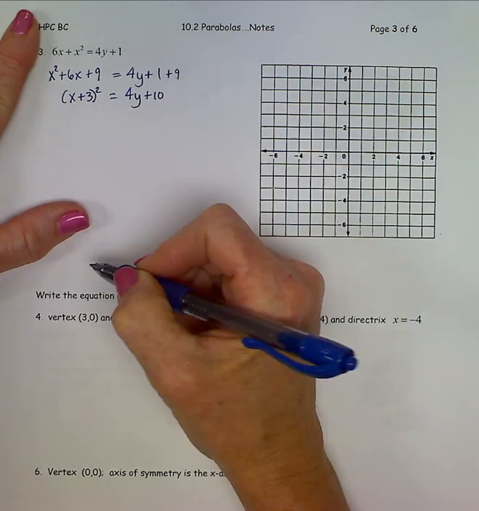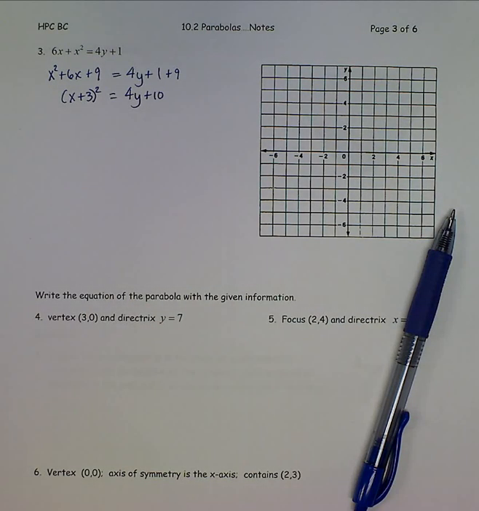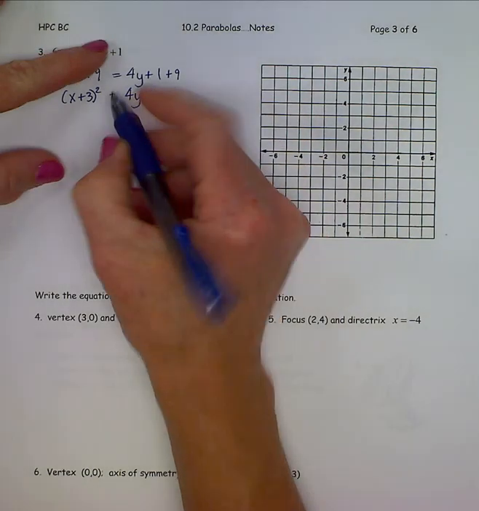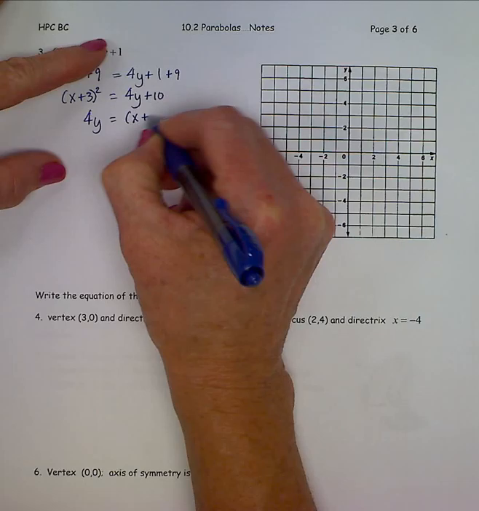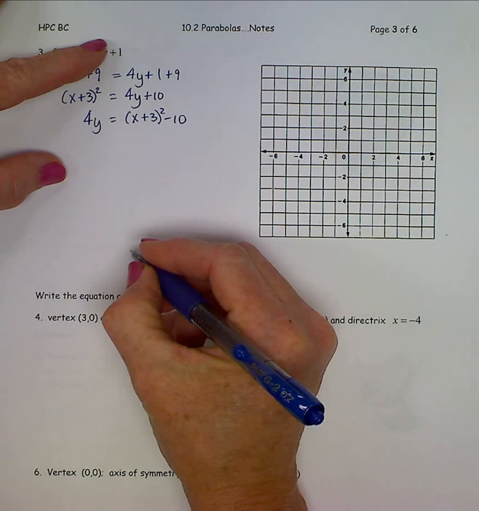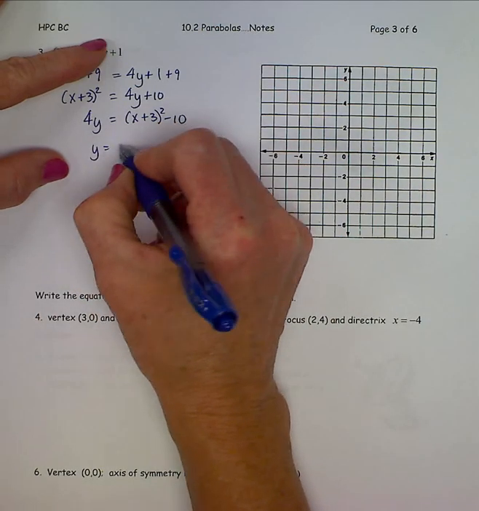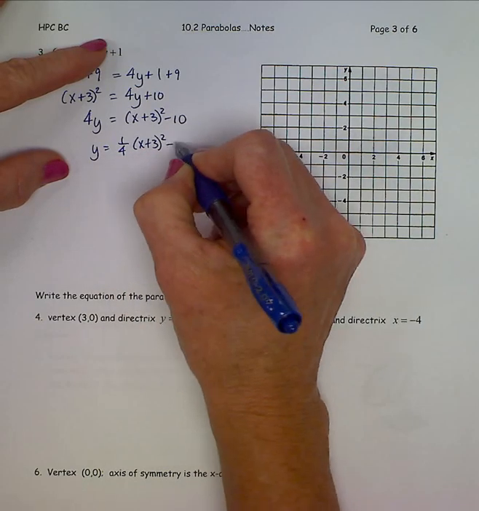4y plus a 10. And then because the x is the term that's squared, we want to solve for the other variable there. So let's solve for y, which means we'll subtract that 10. And we'll have 4y is x plus 3 quantity squared minus a 10. Divide out the 4. y is 1 over 4 times an x plus 3 squared minus 10 over 4.